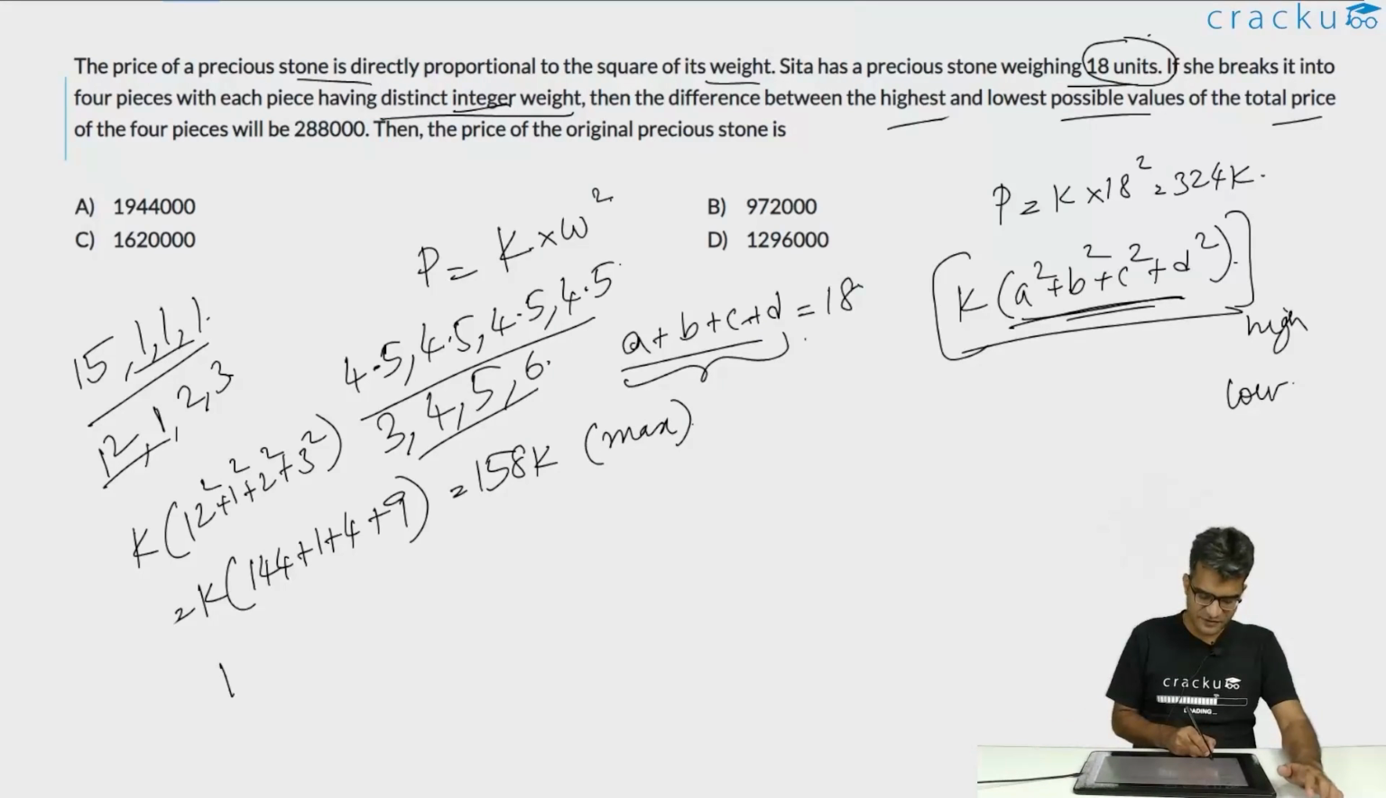And the sum of the squares will be K into 3 square is 9 plus 4 square is 16 plus 5 square is 25 plus 6 square is 36.